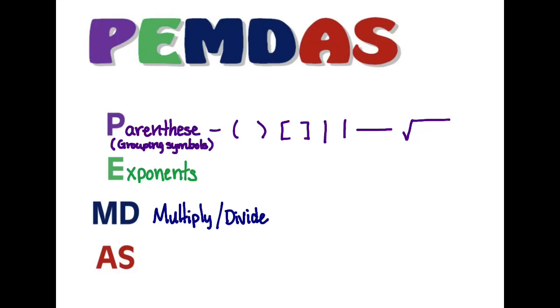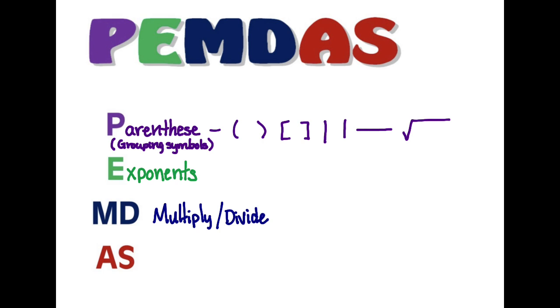MD is multiply and divide. Notice they are on the same level. So we have the big guy, the next big guy. Now these two are together. Whatever this person tells them to do, they are on the same level. So whichever one you get to first, you do first. They don't outrank each other. They are exactly the same. And I'll explain that when we get to a problem as well.